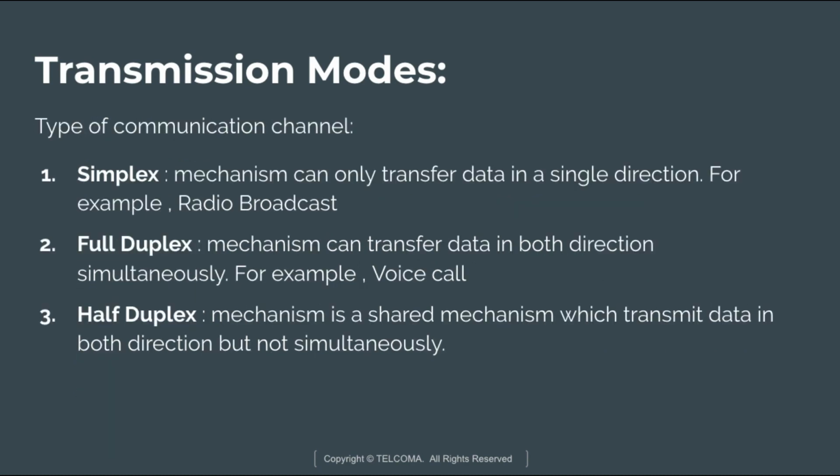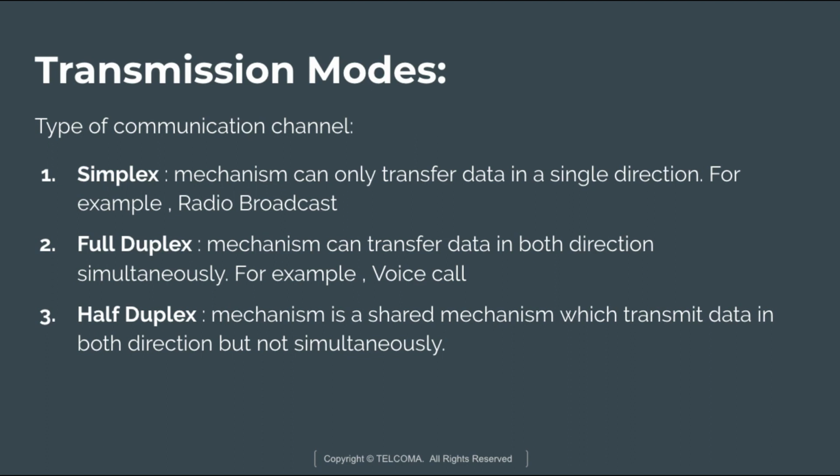Next is the type of communication channel. There are three types: simplex, full-duplex, and half-duplex. In simplex, the mechanism can only transfer data in a single direction. For example, in a radio broadcast, the signal is sent from transmitter to receiver only.